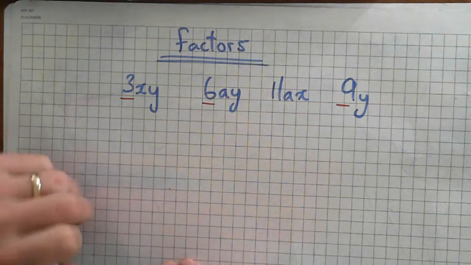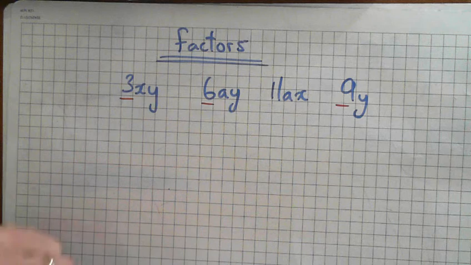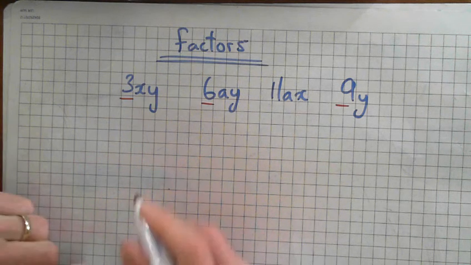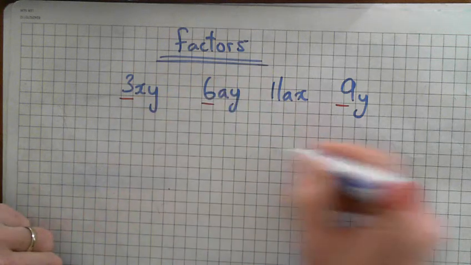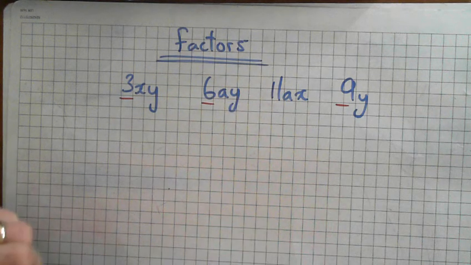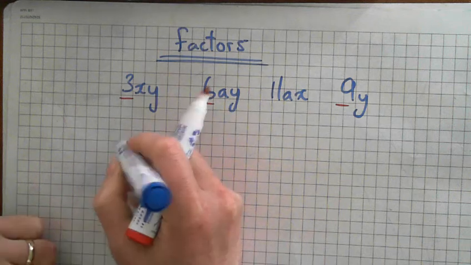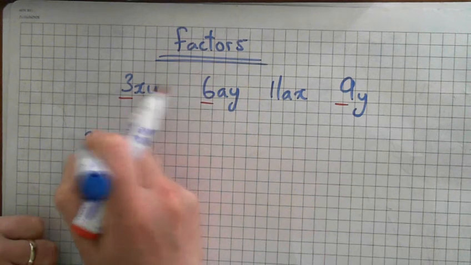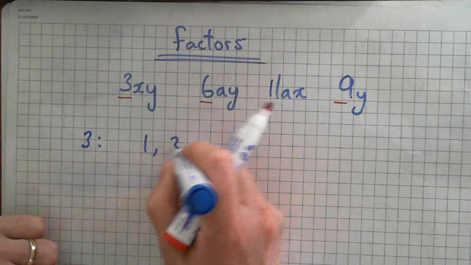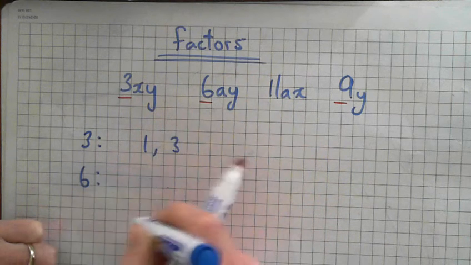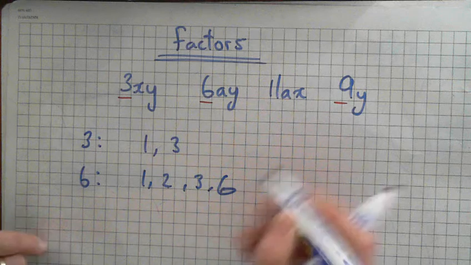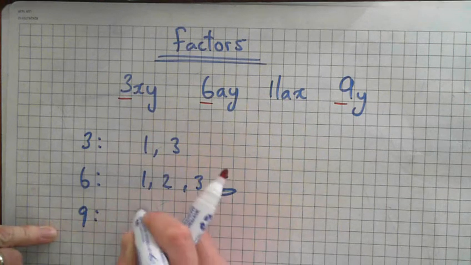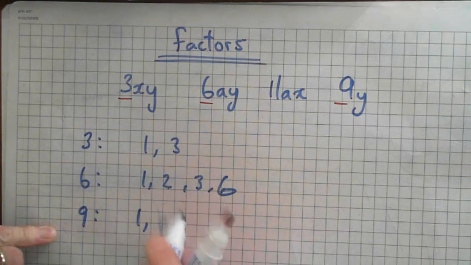Alright. So write down the highest common factor. So the highest common factor is? 3 is the highest common factor, isn't it? 3 is the highest number that will divide into all 3. So how do you figure out the highest common factors? You write down the factors of 3, so it's 1, 3. You write down the factors of 6. Write down the factors of 9. 1, 3, 9.